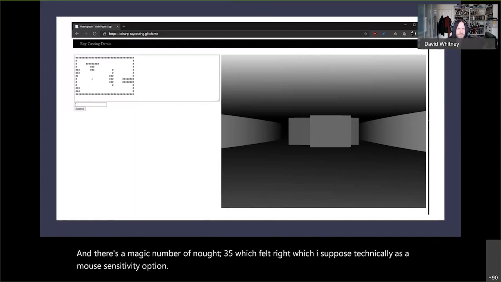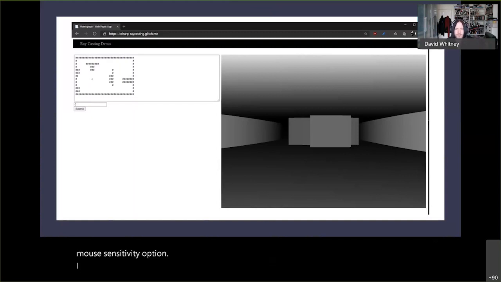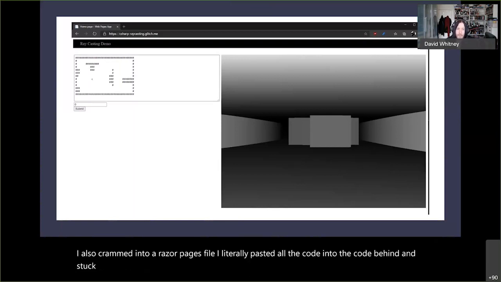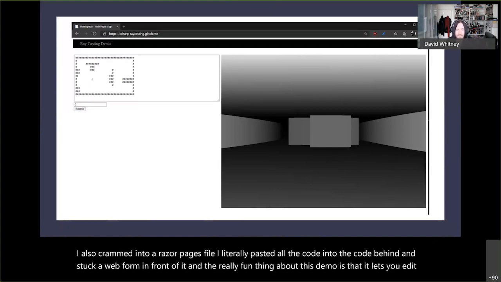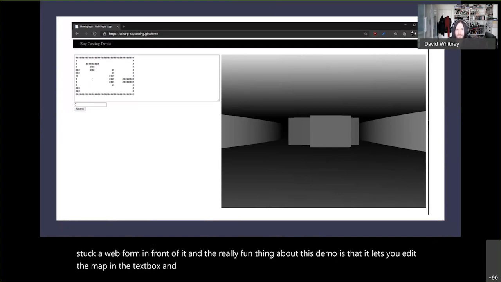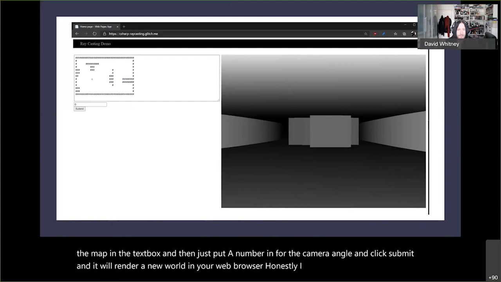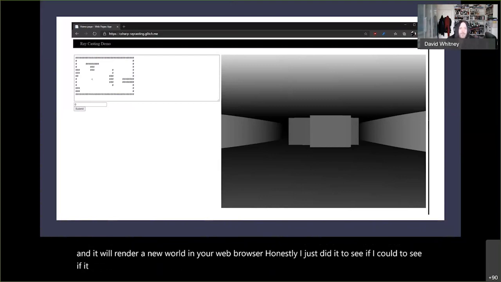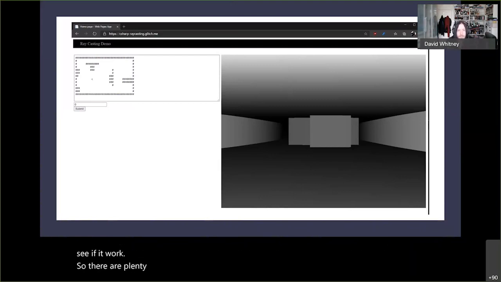I also crammed it into a Razor Pages file. I literally pasted all the code into the code behind and stuck a web form in front of it. And the really fun thing about this demo is that it lets you edit the map in the text box and then just put a number in for the camera angle and click submit, and it will render a new world in your web browser. I mean, honestly, I just did it to see if I could, to see if it would work.